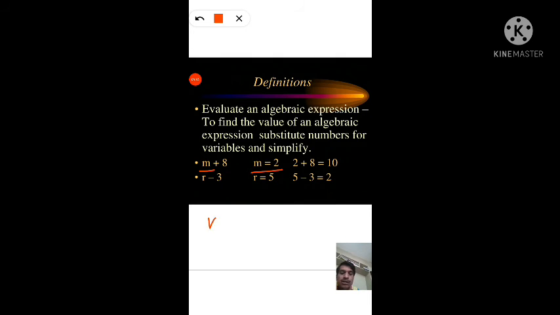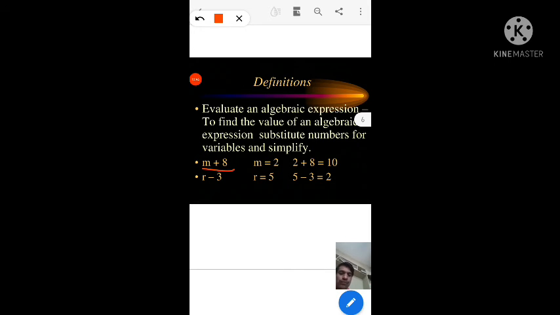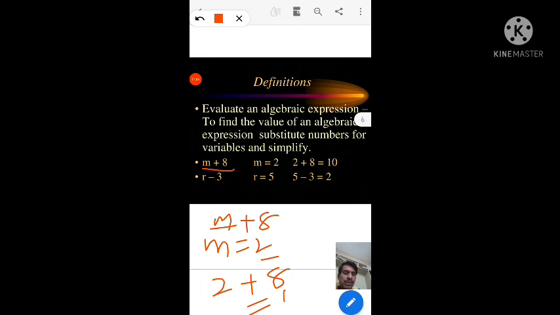Let us check. Having m plus 8 as expression 1, if I want to substitute m is equal to 2 in this expression, that means replace the m value by 2, then 2 plus 8. We know that 2 plus 8 is nothing but 10. That is the value which we have written here. Yes ma, are you clear?